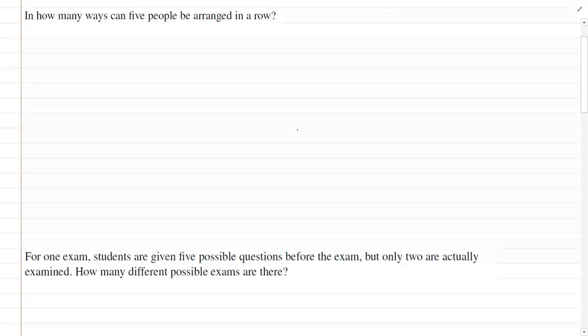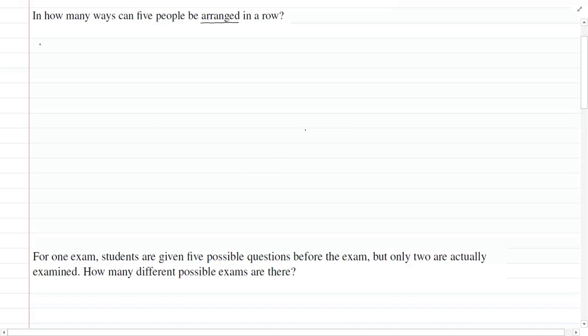In how many ways can 5 people be arranged in a row? Typically, the word arranged is a little bit of a giveaway. If something's being arranged, then order does matter, and that implies it's a permutation. So 5 people arranged in one row gives 5P5, which equals 5 factorial over 5 minus 5 factorial, which equals 5 times 4 times 3 times 2 times 1, which is of course 120.